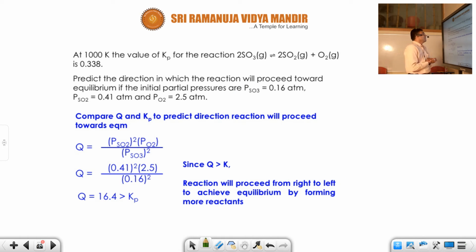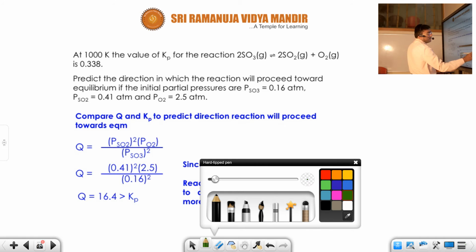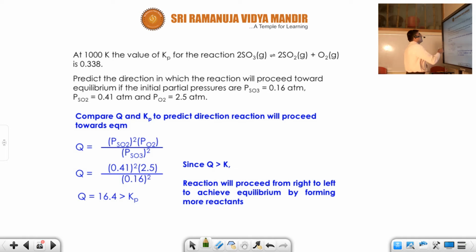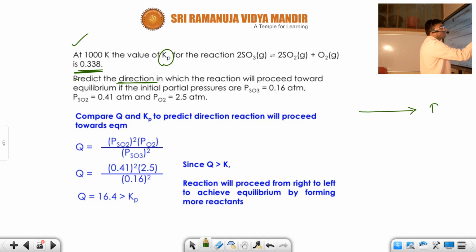So let us work out a question so that you can nurture our basics. At 1000 Kelvin, Kp of the reaction is given as 0.338. Predict the direction. Students, what is the meaning of predict the direction? It means whether it is forward, towards the products, or backward, towards the reactants.